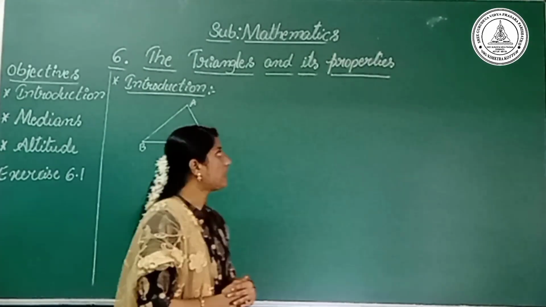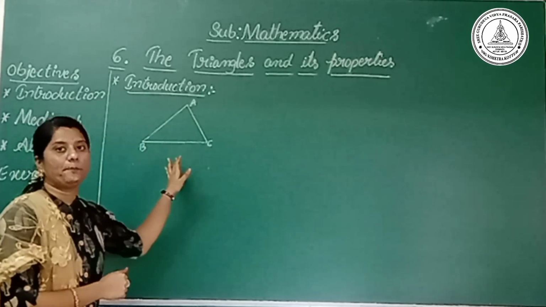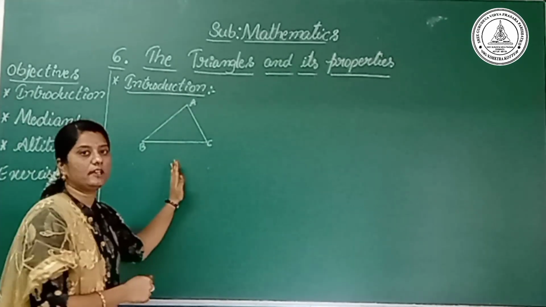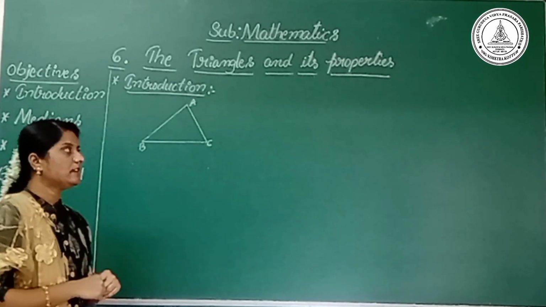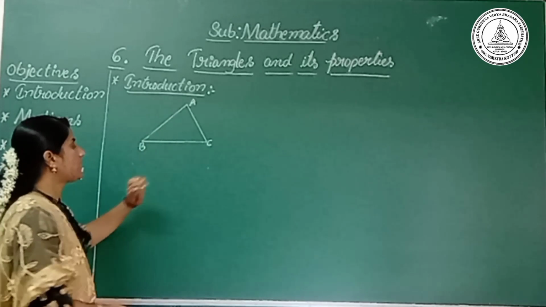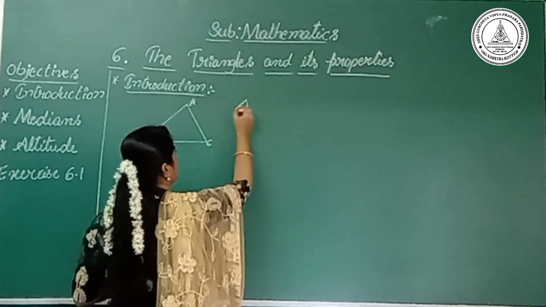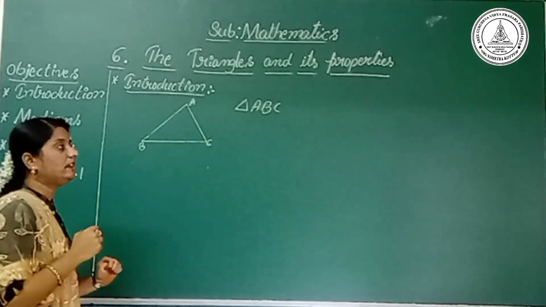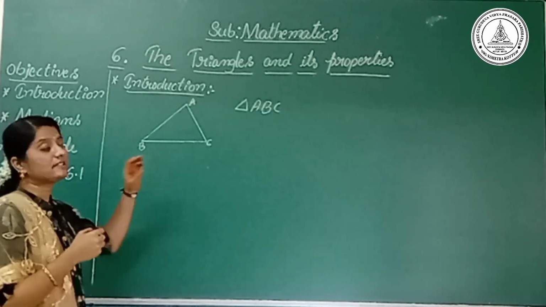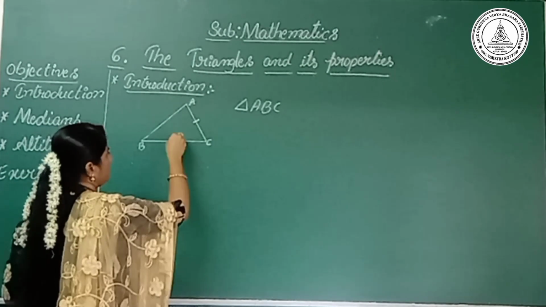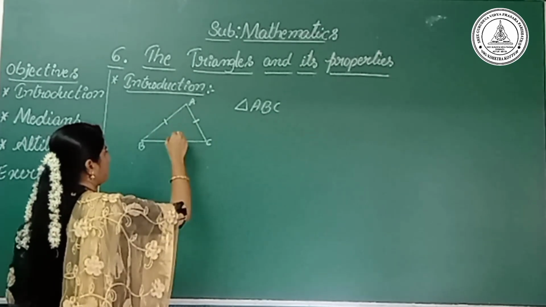So we know that a triangle is a closed figure made up of 3 line segments. What is the name of this triangle? The name of this triangle is triangle ABC, and it has 3 line segments: AB, BC and CA.